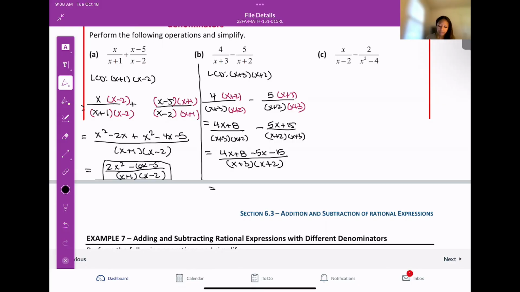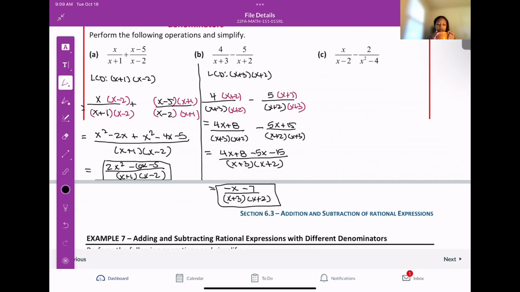Then from here, simplify and see if anything cancels out. We end up with 4x minus 5x, which is a negative x. And then 8 minus 15, minus 7. Negative x minus 7 over x plus 3 times x plus 2. We could factor out a negative 1 from the numerator, but it's not a huge deal. You can leave it like this as well.